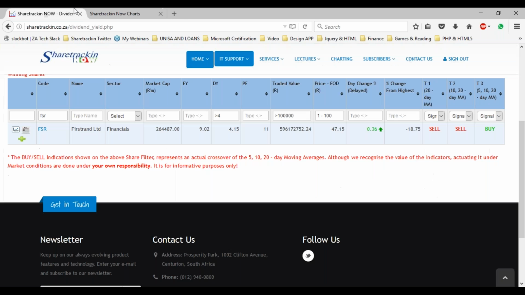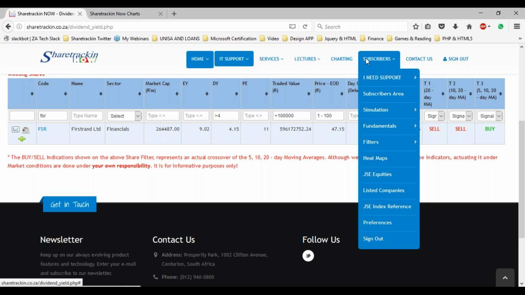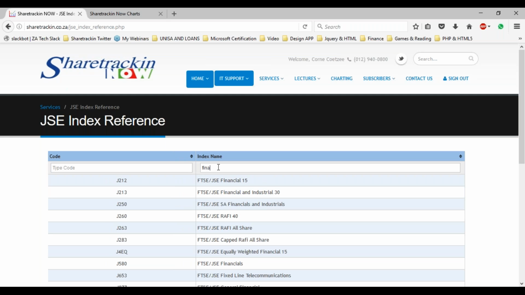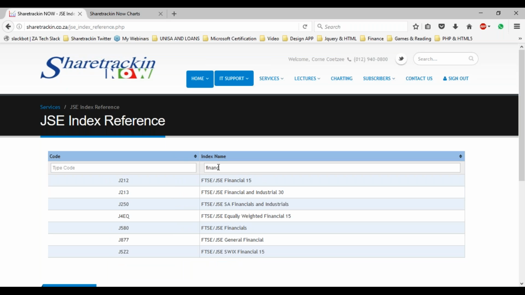If you don't know what it is, you can just simply go back to the section. We do provide that to you. You'll see if you go to the subscriber section on your website, you'll see you get a tab which is called the JSE Index Reference. Now, if you go to the JSE Index Reference, you can just filter for financial sector, because obviously FirstRand trades in the financial sector, and what you're actually looking for is the financial stocks, right?